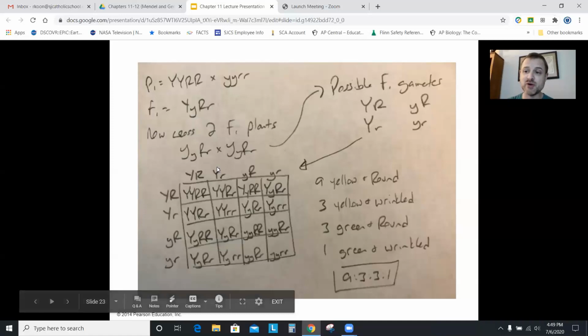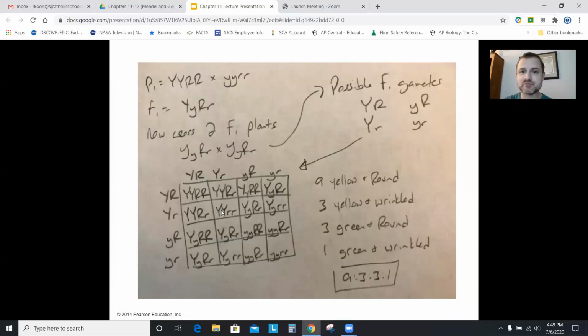Each box in the 4x4 grid has two Y's and two R's because this represents the F2s. And I took time and crossed them, so this box represents this cross, this box represents that cross. This is not something to rush through. If you're doing these in class or on a test, you need to make sure you don't make a careless mistake. And there are 16 possibilities, right?